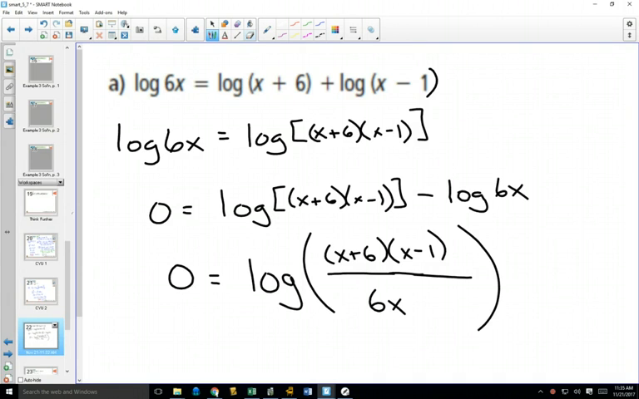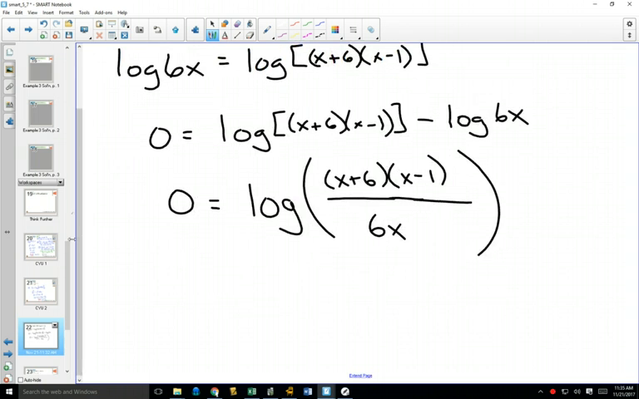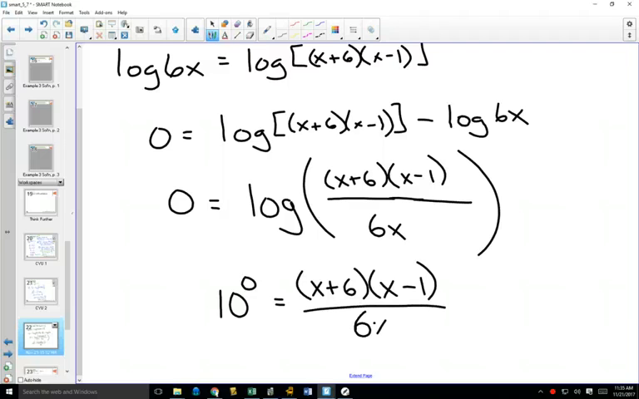So now we have a single logarithm. What can we do with a single logarithm? To use the definition to change to exponential form. What's the base? Can you see you forget that step, eh? The base is 10. The reason you forget that step is because it's such a weird algebraic step to go from this to say, I'm going to use my definition, the base is 10, my exponent is 0, equals (x plus 6)(x minus 1) over 6x.